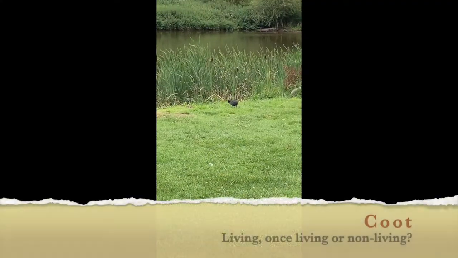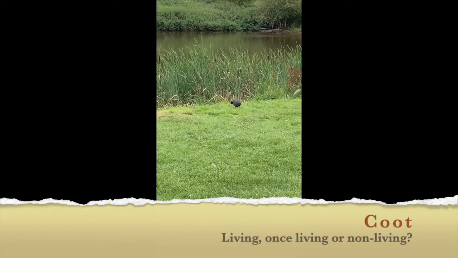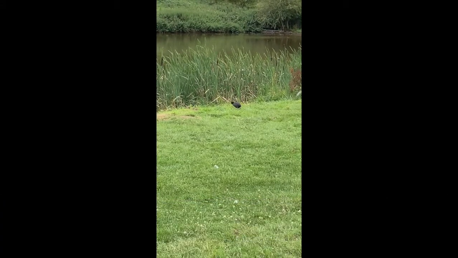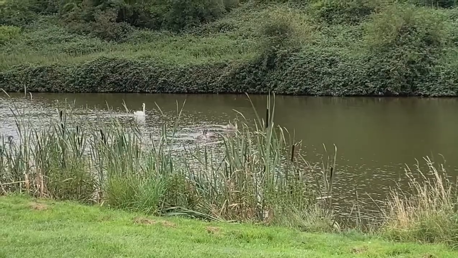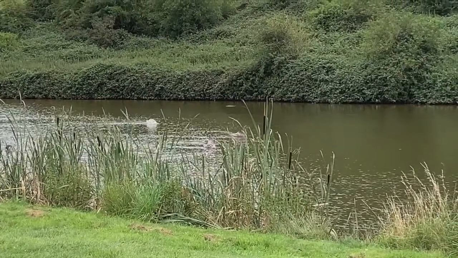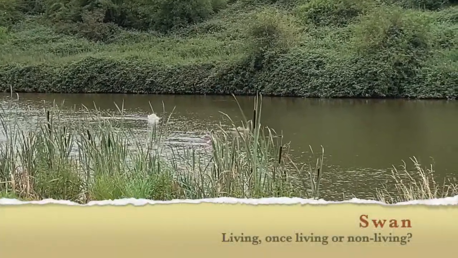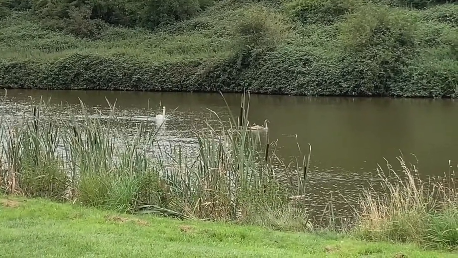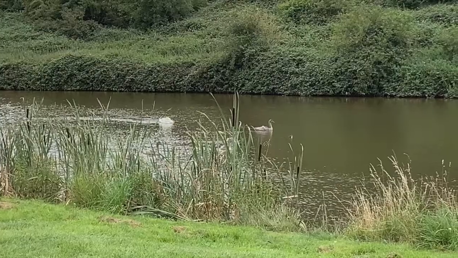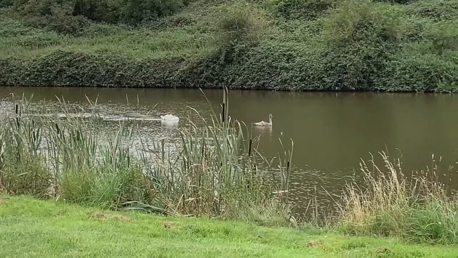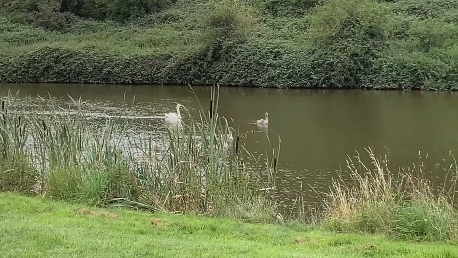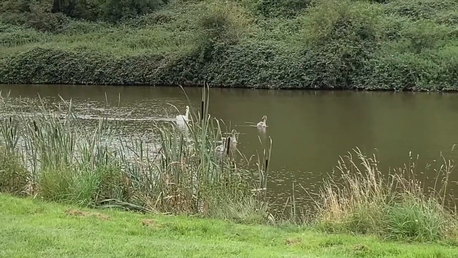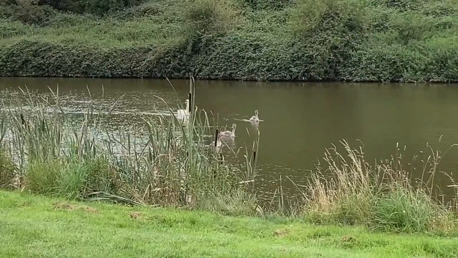This coot by the side of the lake. What characteristics of life is it showing at present? There's our beautiful family of swans. The parents and the cygnets. I'm not going to get very close. I got chased the other day, which was quite scary. I almost ended up in the brambles trying to run away from it. But what characteristics of life do they show, this family of swans?